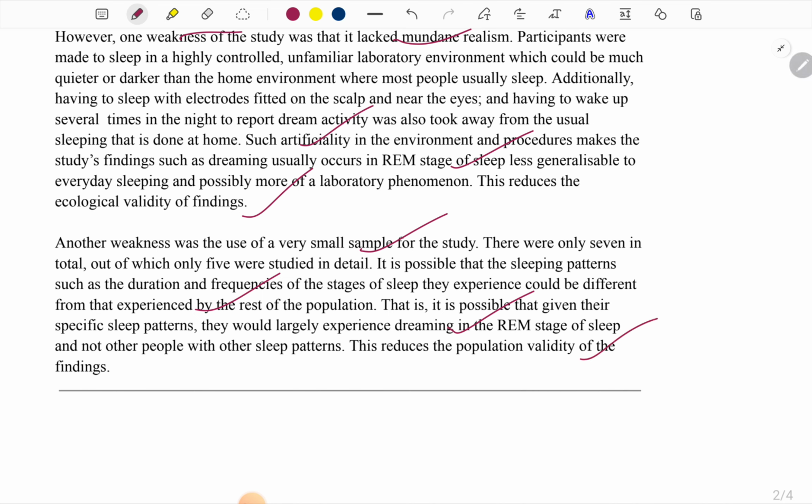And that reduces, we could say, population validity, or here you could use a term, generalizability, but that term is just broader. It could refer to the settings, or it could refer to sample to population applicability. Again, this year it's not a big issue if you use the term generalizability instead of population validity, but just to be clear, I've used this specific term. Okay, that's the 10 marker.